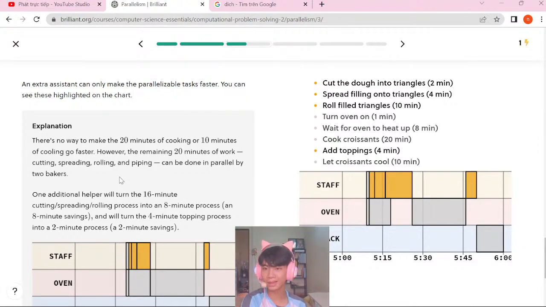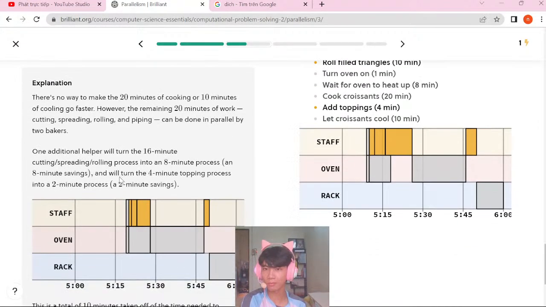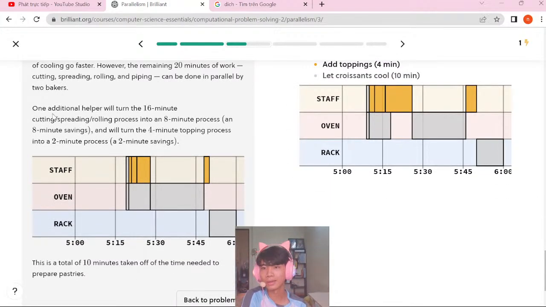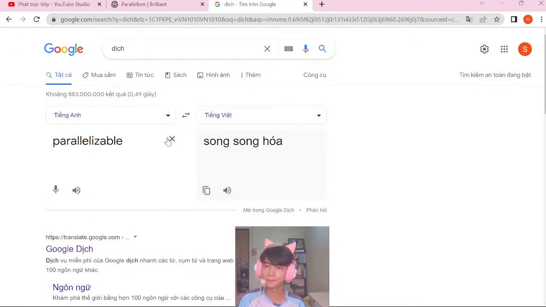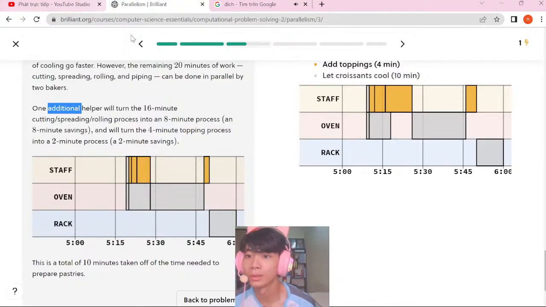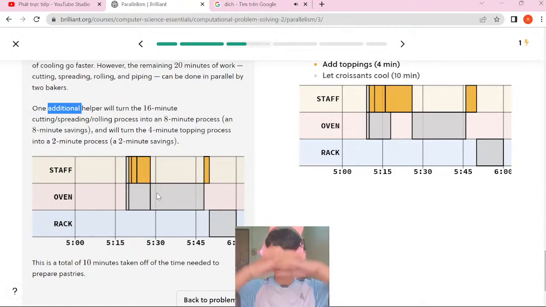There's no way to make the 20 minutes of cooking or 10 minutes of cooling go faster. However, the remaining 20 minutes of work, cutting, spreading, rolling, and baking can be done in parallel by two bakers. One additional baker will turn the 16 minutes of cutting into 8.